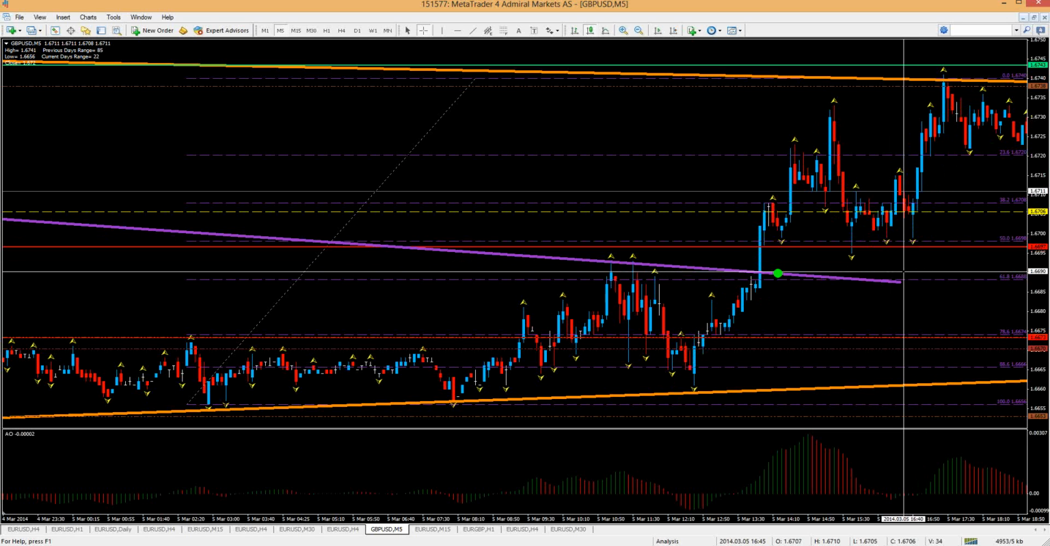So there were a couple of ways of trading it, but one of those was a breakout here, or the 50 fib, or the bounce off the 50 fib here. Or even earlier, the bounce off the triangle, but that's a different trade.